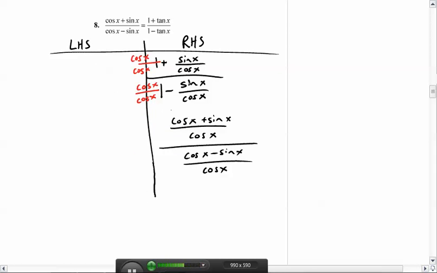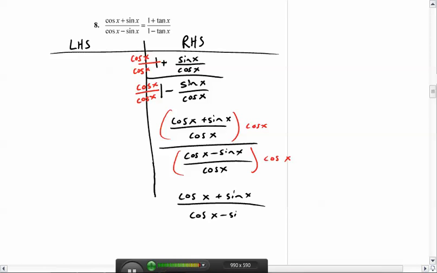So now I can multiply the top and the bottom of the fraction by the lowest common denominator to get cosine x plus sine x over cosine x minus sine x. I didn't even have to do anything to the left-hand side.